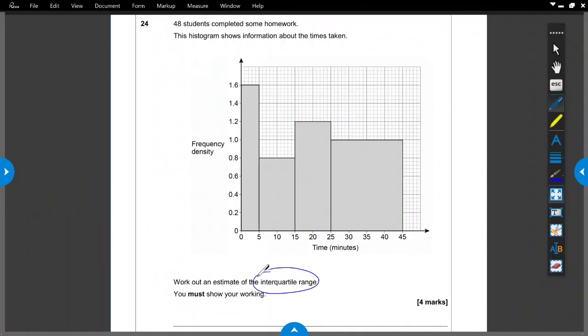Interquartile range. That's upper quartile minus lower quartile. And it's only going to be an estimate because we don't know the exact values of all of these people. We're just going to assume that they're evenly spread across their classes. That's a reasonable estimate because some of them are going to be lower than the middle, some are going to be higher than the middle.